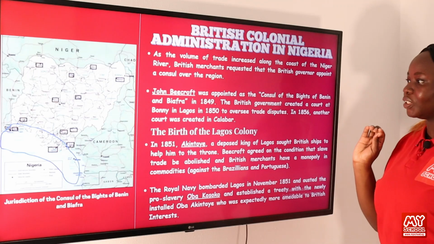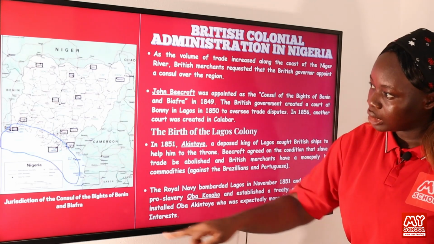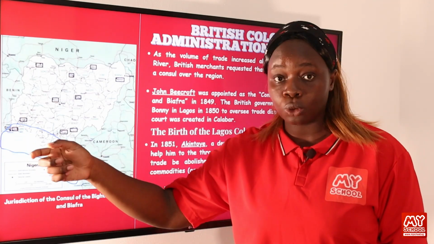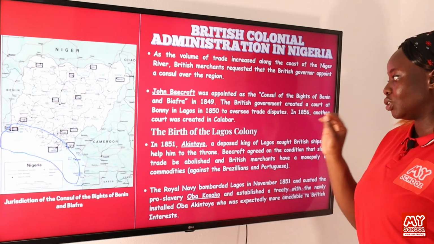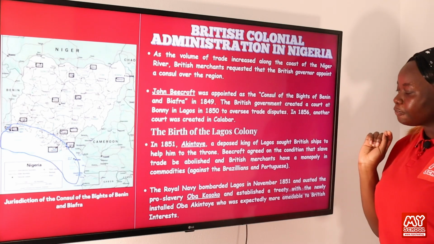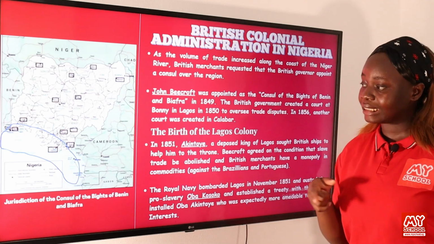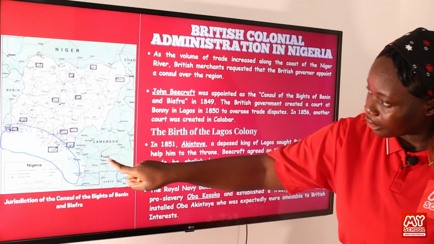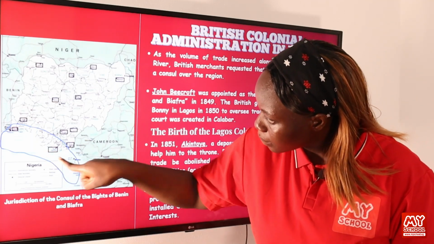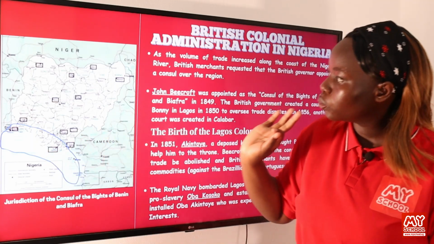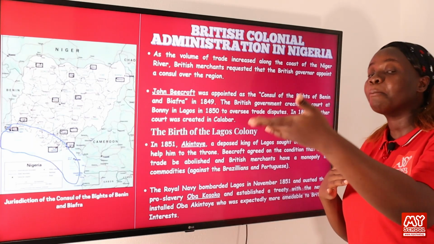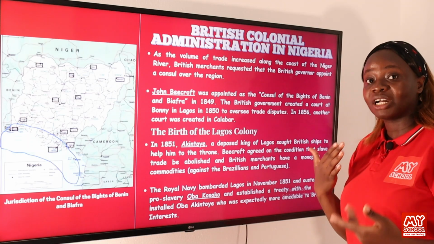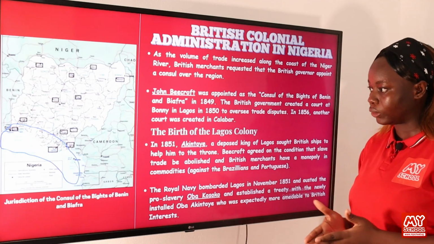So the British government created a court at Bonny in Lagos. Lagos is around here, so it is very close to the coast. So they created a court in Lagos in 1850 to oversee trade disputes. So in 1856, that court was created in Calabar. So Calabar is around here. So they created these two different courts so that they can arbitrate issues between the African merchants and the British merchants as they sold goods to one another.